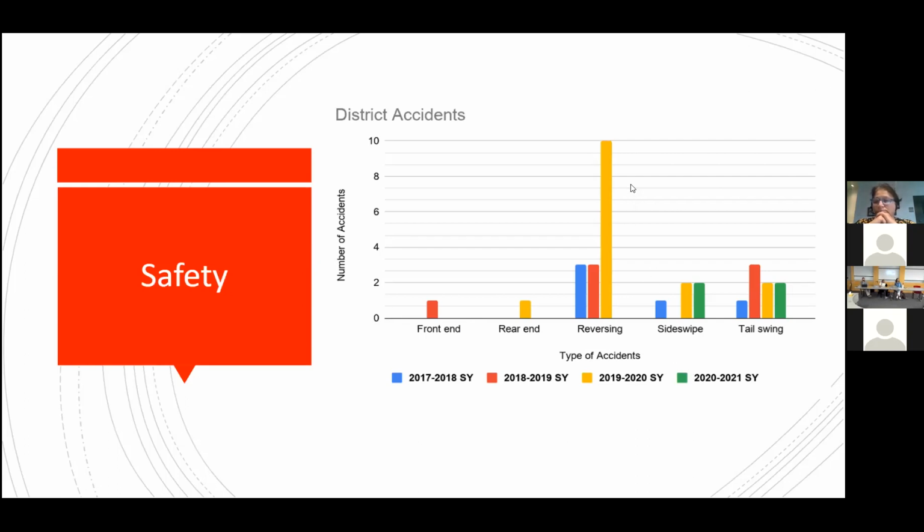As you can see, our major accident type here happens when we're reversing. We had an abnormal year in 2019-2020, which was last year. We had a lot of reversing accidents last year, so I was happy to see that go down and erase itself completely this year. So that was nice to see.